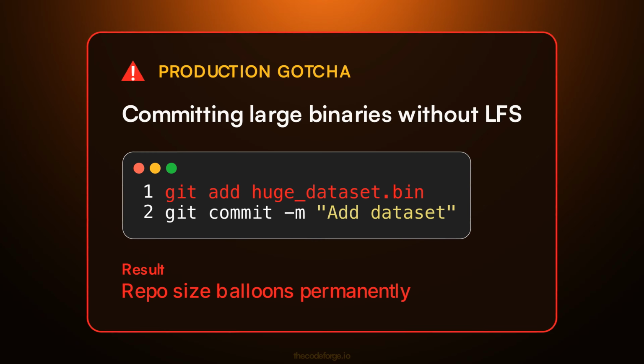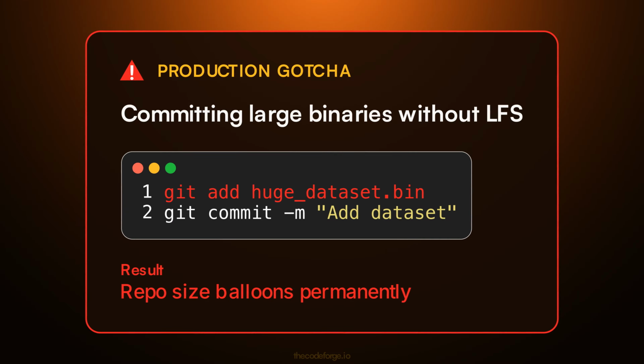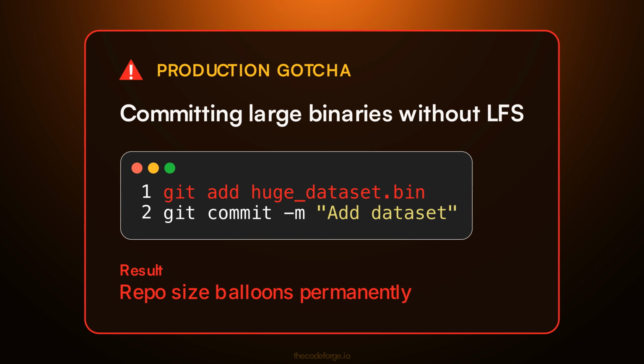Large blobs like binaries or datasets bloat your repo. They never get deduplicated because content changes. Use git lfs or git annex for large files. A 100 MB binary committed once stays forever. Even if deleted in later commits, it lives in history.